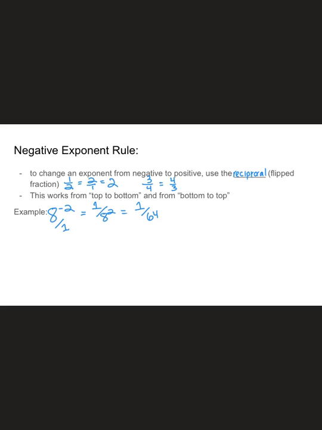We'll do another example similar so we can really get the hang of it here. What if we have 4 to the negative second power? That would mean we would have 1 over 4 squared, which would be 1 over 16, because 4 times 4 is 16.